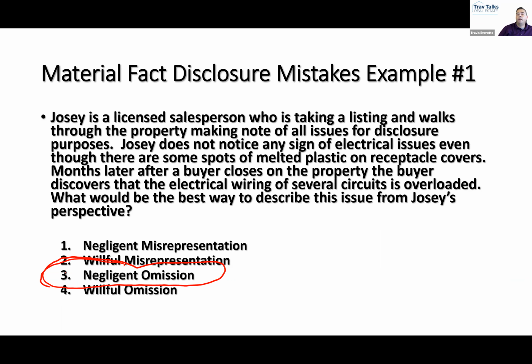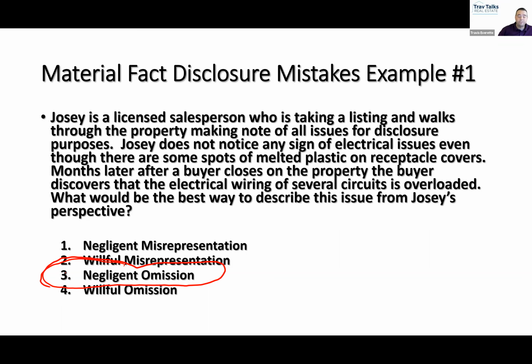Those of you, you're focusing too much on the wrong piece first. Stop trying to figure out the willful or negligent part, even though that's the first word. What part do you have to figure out first? Is it the second word? Is it an omission or is it a misrepresentation? Folks, did Josie tell the buyer anything about an electrical issue? No.